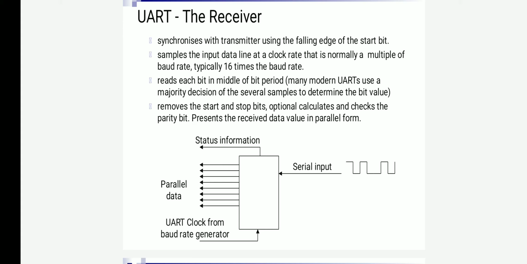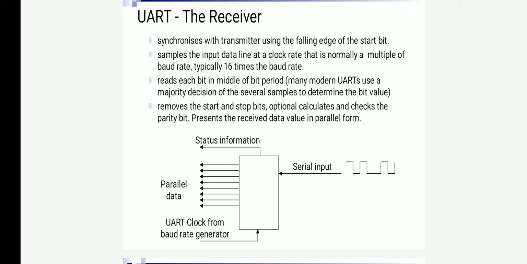Next point is, it reads each bit in the middle of the bit period, which means many modern UARTs use a majority decision of several samples to determine the bit value, as we all know. Next point is, it removes the start and stop bits. In the transmitter section, we have to add one start bit and one stop bit, and the data bits are combined with the start and stop bit. But at the receiver part, it removes the start and the stop bits, so it can easily retrieve the data bits from the transmitted data.